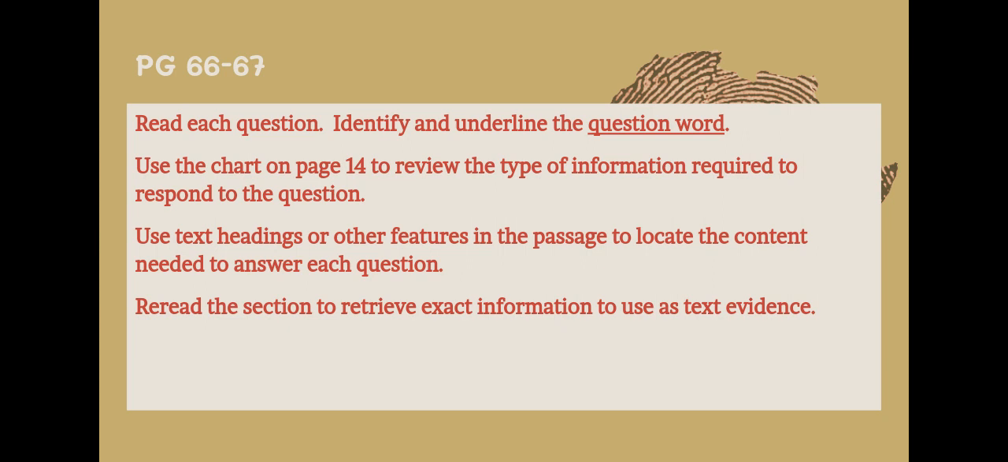Then you're going to use the chart on page 14 to review the type of information required to respond to the question. You'll use text headings or other text features in the passage to locate the content or information needed to answer each question. Then you will reread the section to retrieve exact information to use as text evidence. So let's look at number 1.